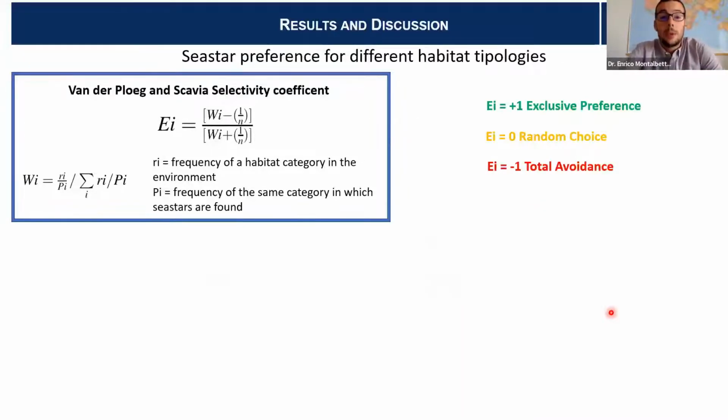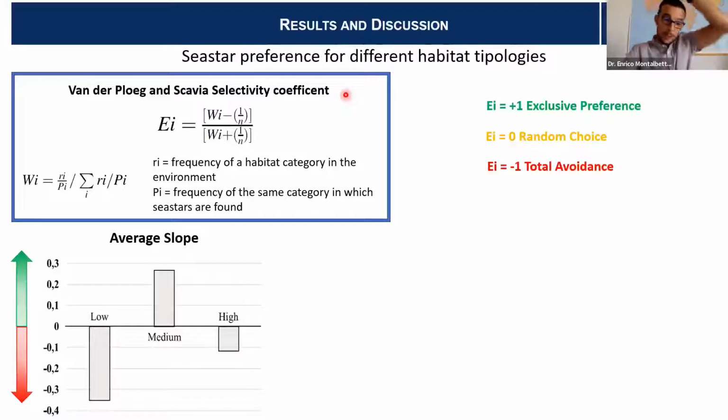To evaluate seastar preference for different habitat categories, we used the van der Ploeg-Scavia selectivity coefficient. This coefficient allowed us to compare the frequency of a habitat category in the environment with the frequency of the same habitat category in which seastars were found. The coefficient ranges between +1, meaning exclusive preference, and -1, meaning total avoidance.